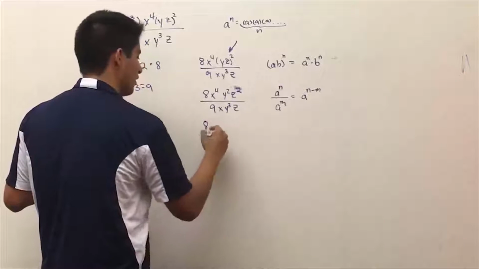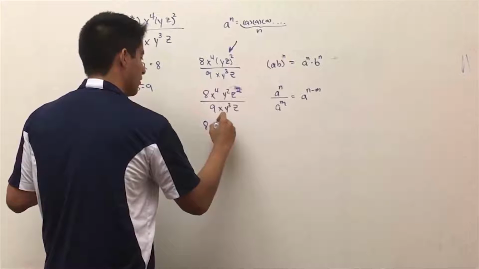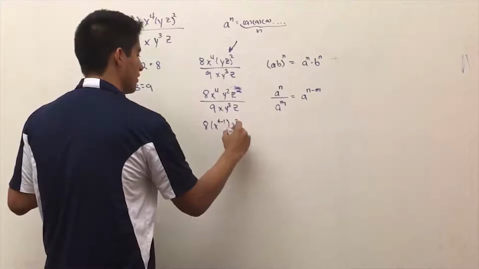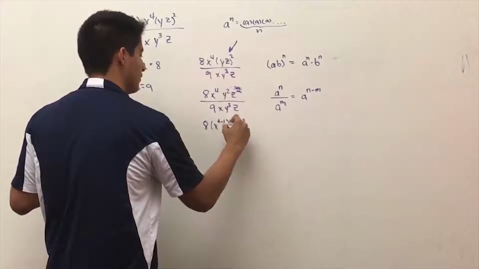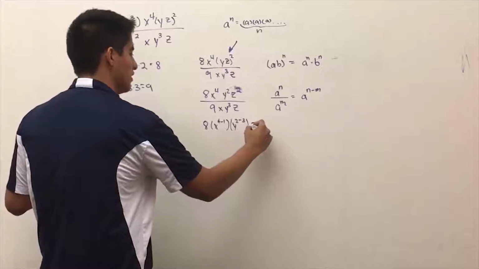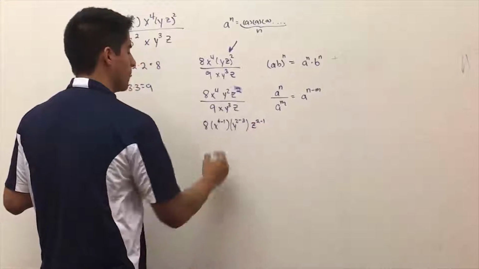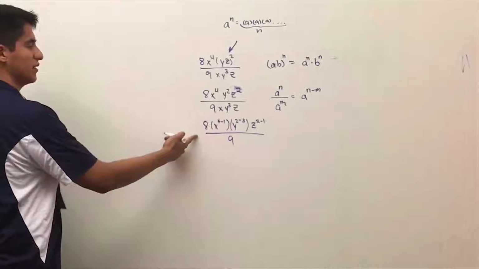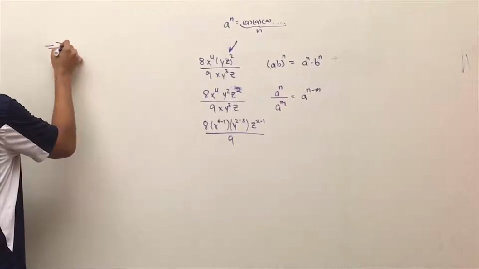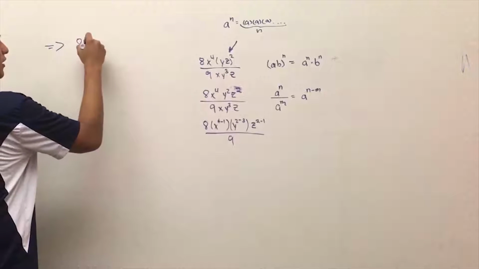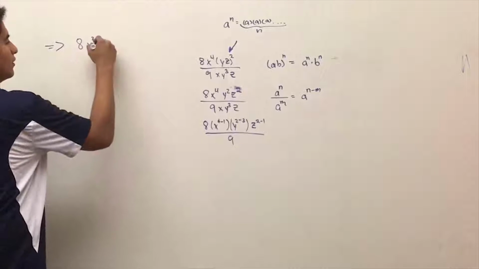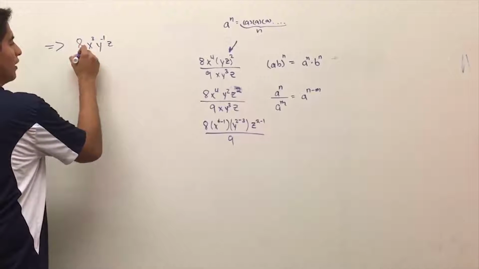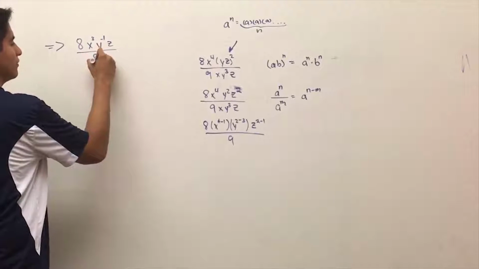So then we are left with 8 times x to the 4th minus 1, times y to the 2nd minus 3, times z to the 2nd minus 1, and everything's divided by 9. If we rewrite this again, we are left with 8 times x to the 3rd, y to the negative 1, and z. In the denominator, we have 9.